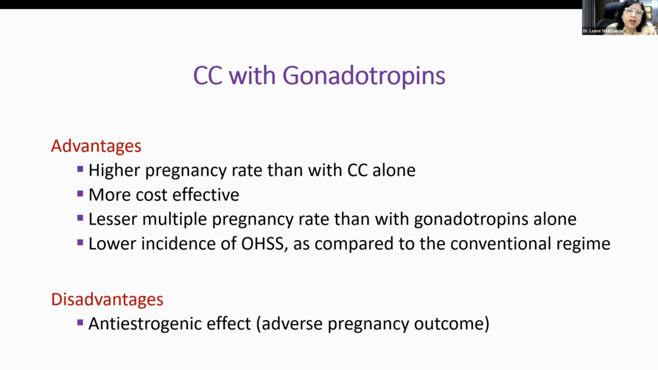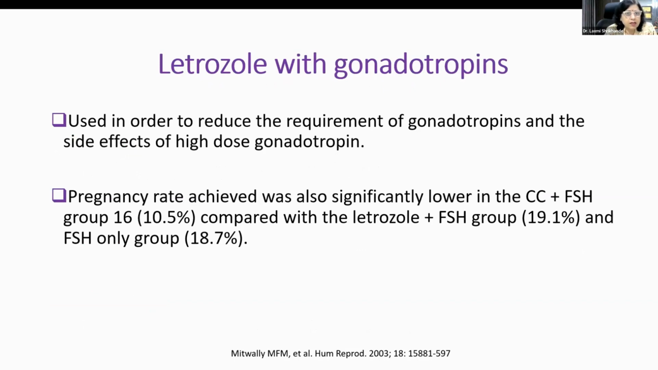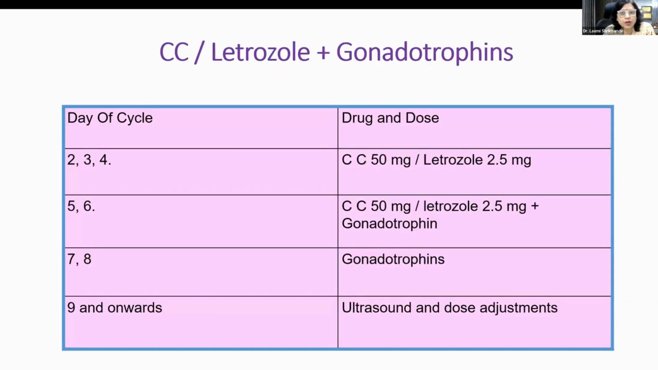Now, what is the advantage if you want to combine the oral ovulogens along with gonadotrophins? Yes, there are higher pregnancy rates than with CC alone, more cost effective, but you are only saving the cost of only 2 or 3 injections, less multiple pregnancy rates, lower incidence of OHSS. If you are combining it with CC, anti-estrogenic effect will be there. The regimen is same whether you are combining it with letrozole or with gonadotrophins.